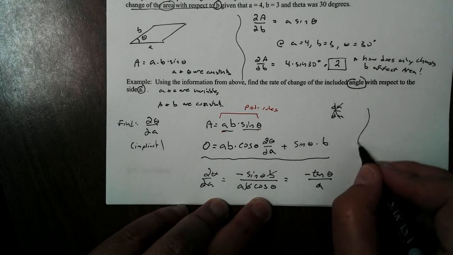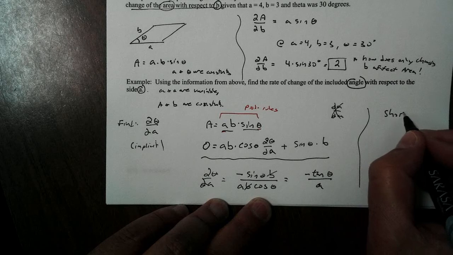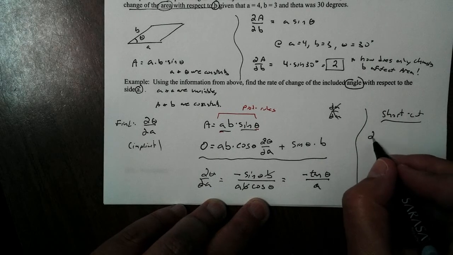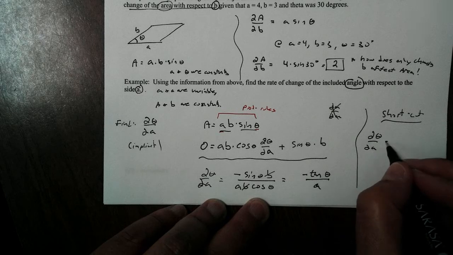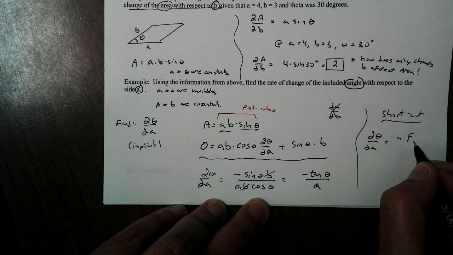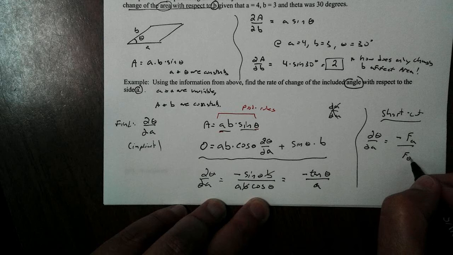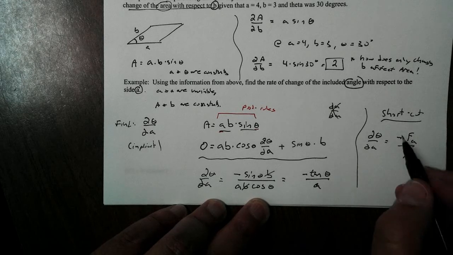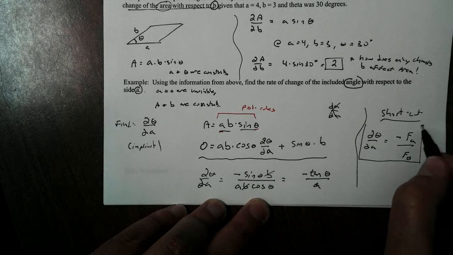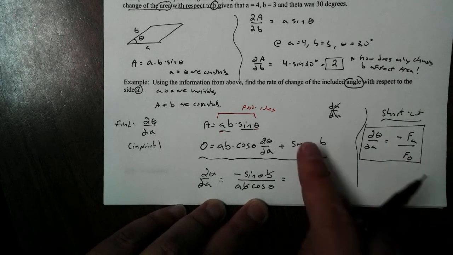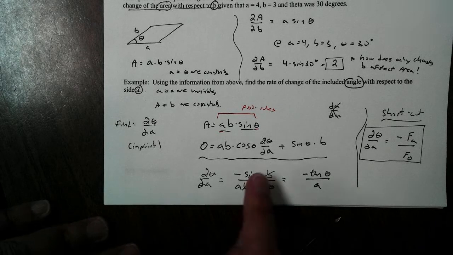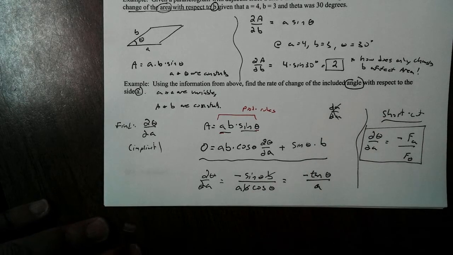Now, there is a shortcut for this, and we're going to talk about this later on this unit. The partial of theta with respect to A is a negative partial of A with respect to theta. But we're going to talk about this later on this year, and some of you might have looked it up already. So there is a shortcut for implicit differentiation. We'll talk about that later on. And then, of course, you can just plug in your angle and plug in your A.